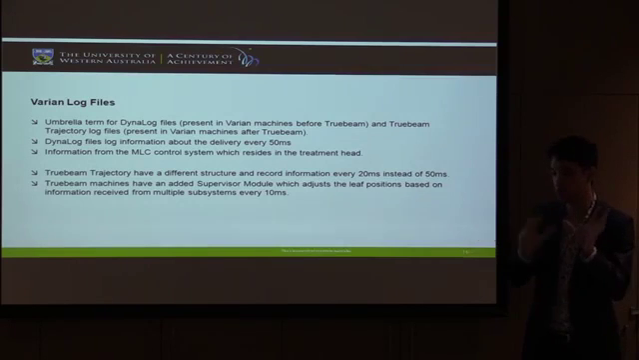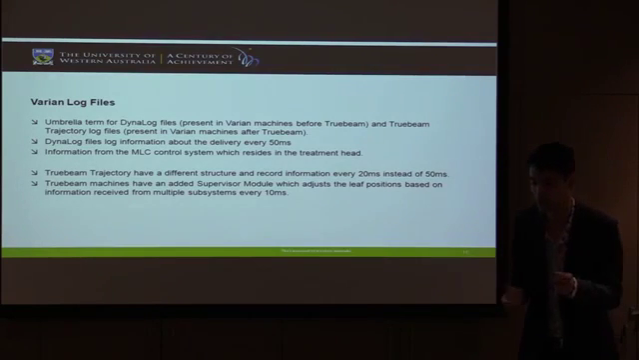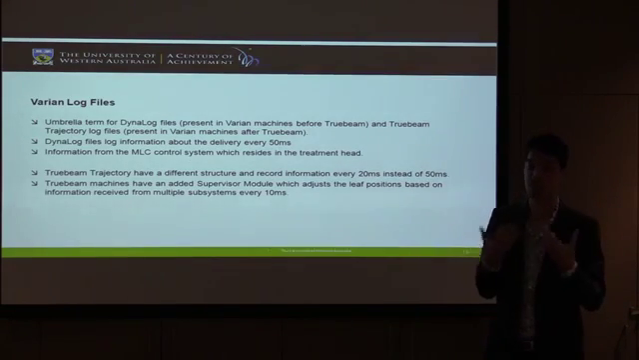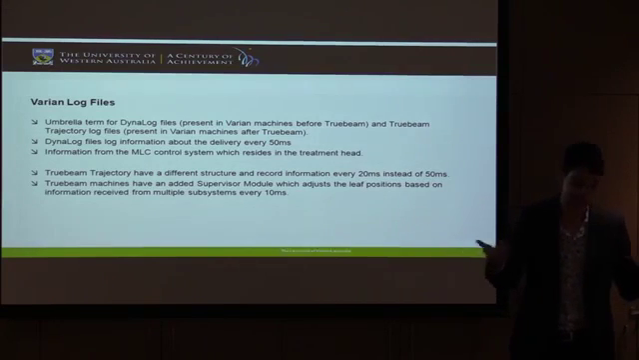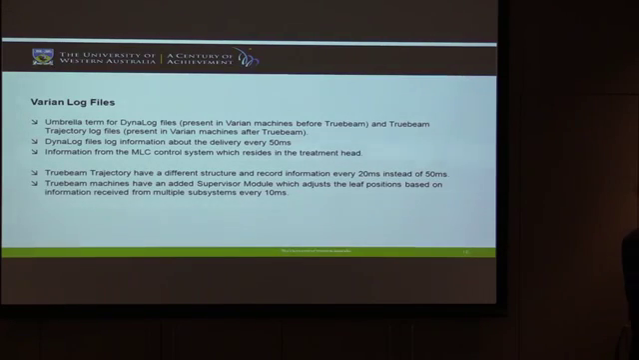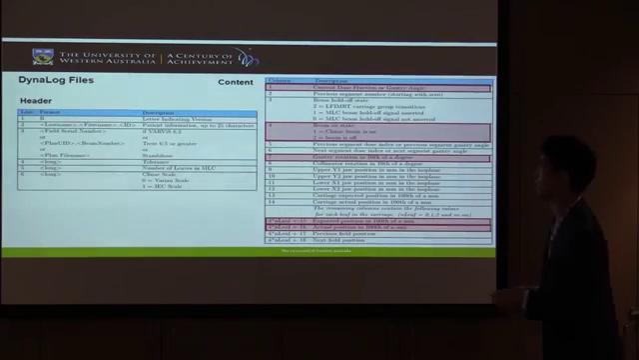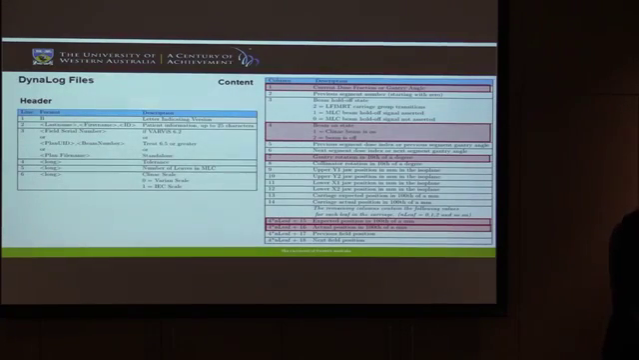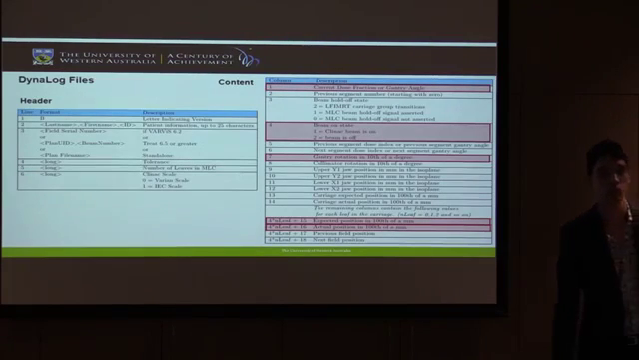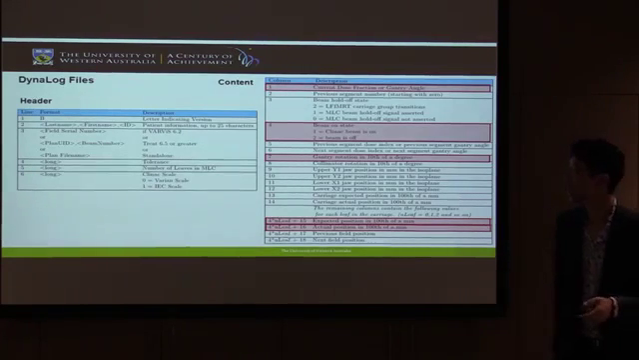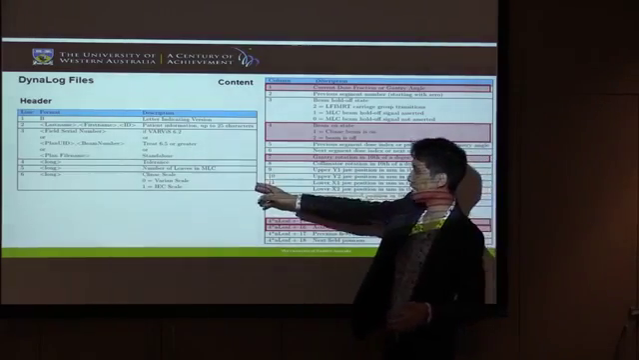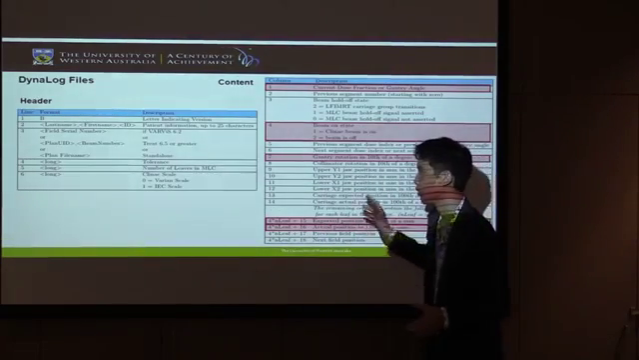And it pulls information from all these different subsystems, and it adjusts the leaf position just to make it more accurate, so that there's less of an error. So this is what a Dynalog file looks like. It's split into two components. You've got the first 6 lines of a header, and then you've got the content, or the juicy parts.